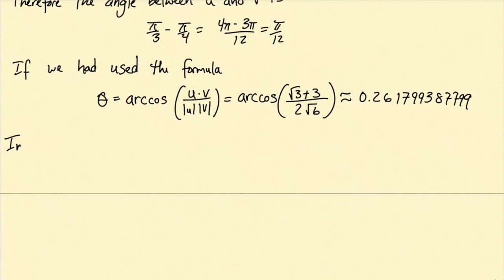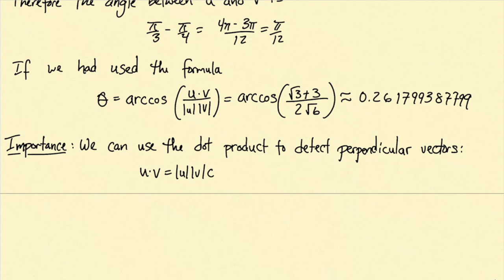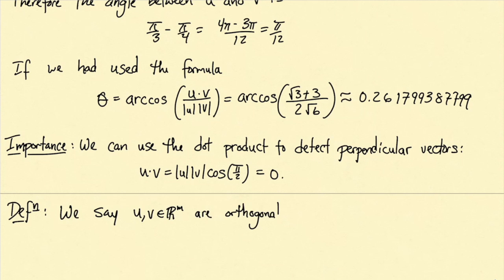So of particular importance here is to note that we can use the dot product to detect when two vectors are perpendicular to one another. Namely, if two vectors are perpendicular to one another, the angle between them is pi over 2. Because cosine of pi over 2 is 0, we get simply 0. So of course, we define two vectors, u and v, to be orthogonal if their dot product is equal to 0. And that's it for the basics of the dot product.